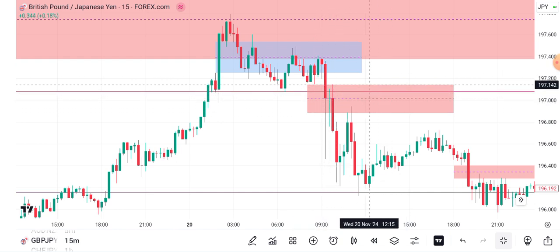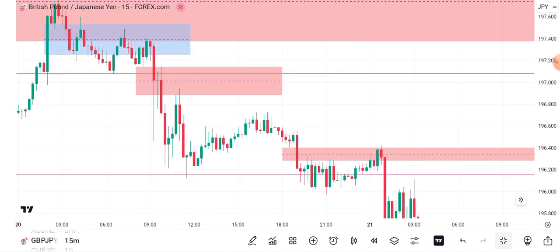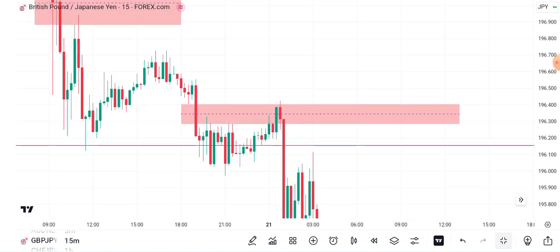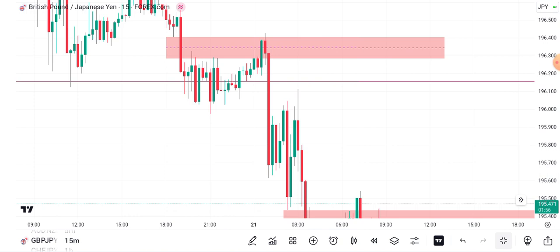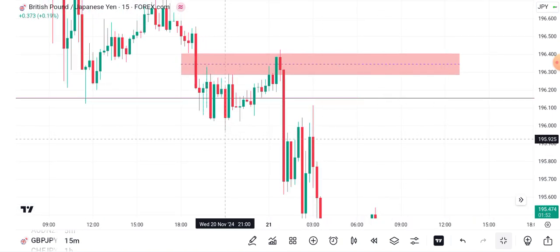On the 1 hour time frame, this was our fair value gap here. Price retreats into it and then continues lower. So these are things you want to be looking for in price that will help you position yourself to maximize opportunity.